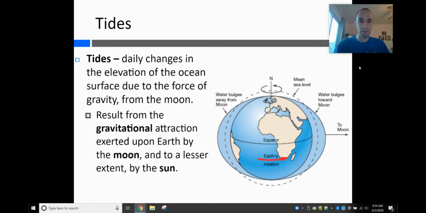Tides are primarily caused by the gravitational attraction of the Earth-moon system. There is some effect from the sun, but the sun is much further away, so it has less gravitational attraction on the Earth's oceans. Now, every day the Earth rotates once, as we already know. It rotates in a complete circle in 24 hours.